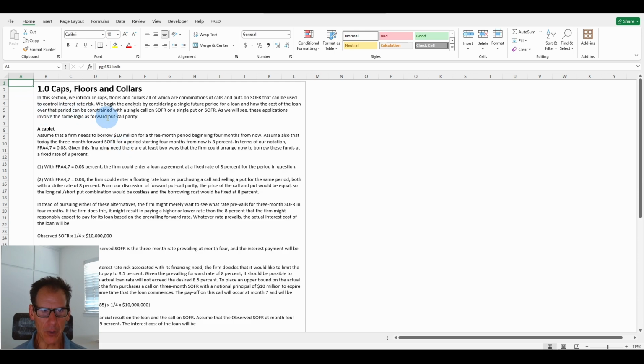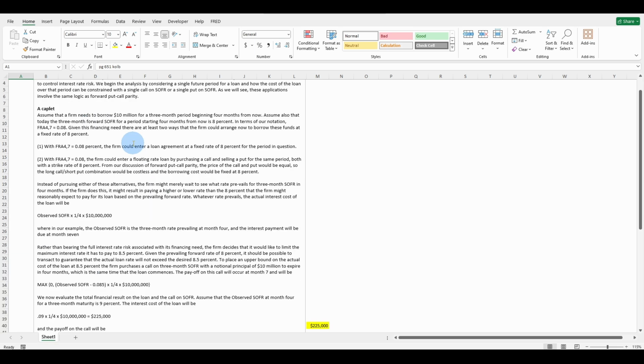In this section, we introduce caps, floors, and collars, all of which are a combination of calls and puts on SOFR that can be used to control interest rate risk. We begin the analysis by considering a single future period for a loan and how the cost of the loan over that period can be constrained with a single call on SOFR or a single put on SOFR. As we will see, these applications involve the same logic as forward put-call parity.